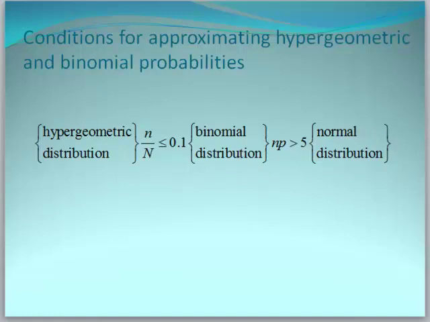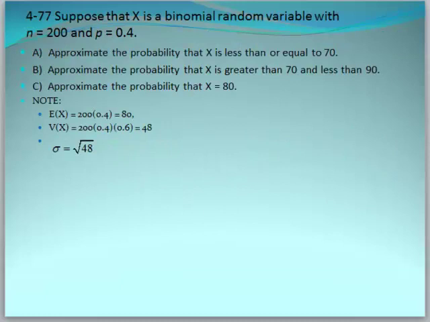Now suppose that we have x as a binomial random variable with n equal to 200, p equal to 0.4. We're supposed to make these approximations that x is less than or equal to 70 and so forth.